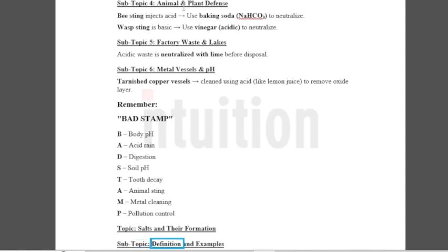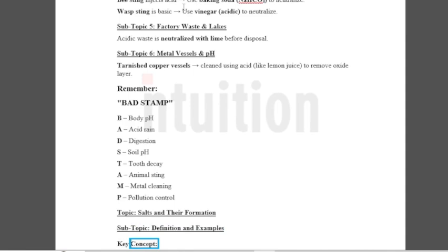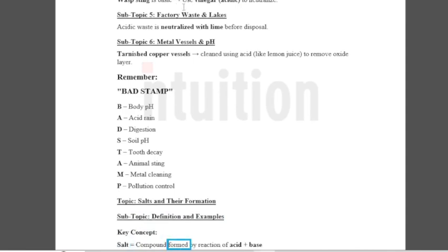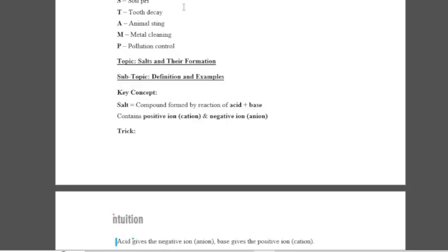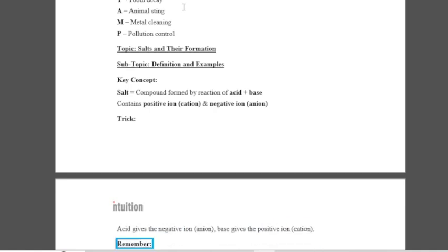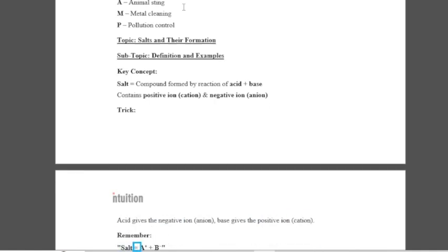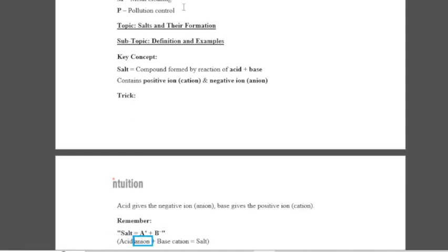Topic: salts and their formation. Subtopic: definition and examples. Key concept: a salt is a compound formed by the reaction of an acid plus a base. It contains a positive ion, the cation, and a negative ion, the anion. Trick: the acid gives the negative ion, the anion. The base gives the positive ion, the cation. Remember: salt is equal to A plus B. Acid anion plus base cation is equal to salt.